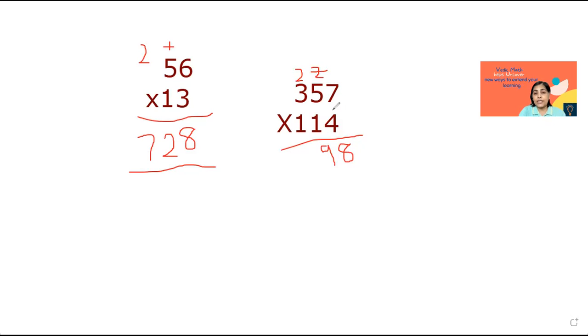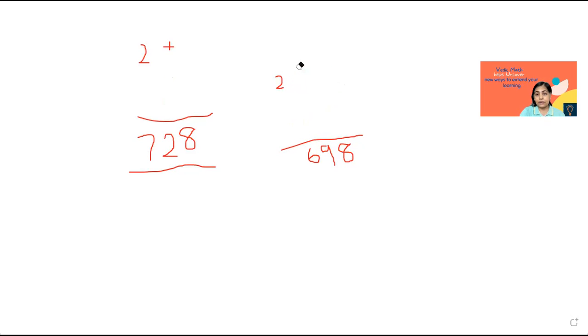Now 3 fours are 12. 12 and 2, 14. 14 and 5 is 19. 19 plus 7 makes it 26. So I write 6 here, 2 again carry over, and I'll strike off this, or let me just erase it. Yes. Now what happens? We have 2 carry over and 7, the multiplication part is over.